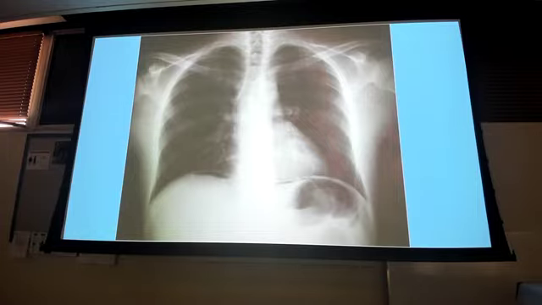So, way back to last week. What's going on in this one? Fluid under the diaphragm. I know, right? Generalized information. Fluid under the diaphragm. We've got it right there.